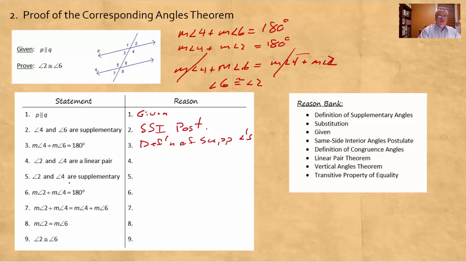angles. All right. 2 and 4 are a linear pair. That comes from the diagram, so that's given. They're supplementary. That's the linear pair theorem. They add to 180. That's what it means to be supplementary. So it's the definition of supplementary angles. So 2 plus 4 has to equal what we get when we add up 4 and 6. That's the transitive property again.